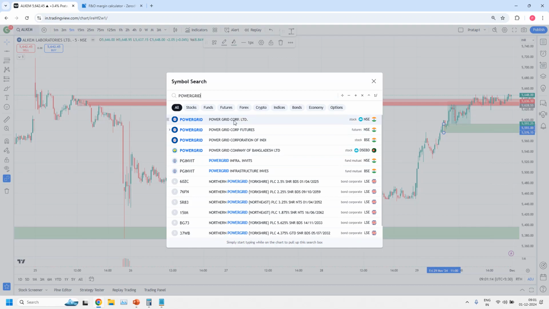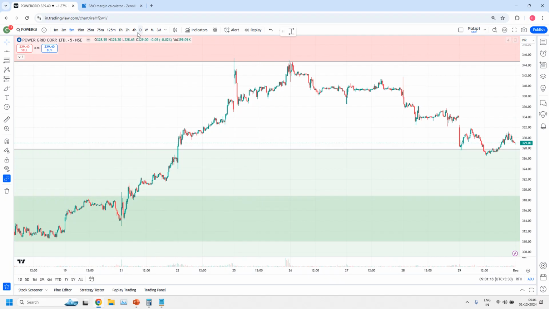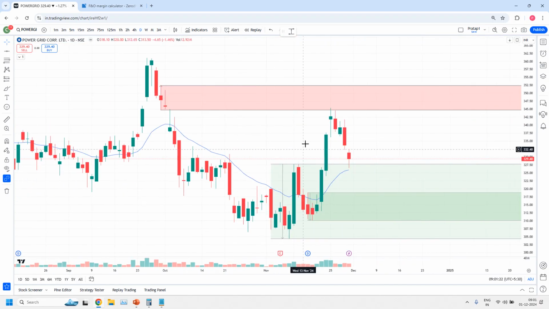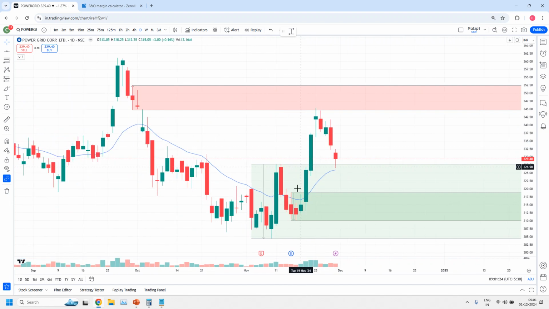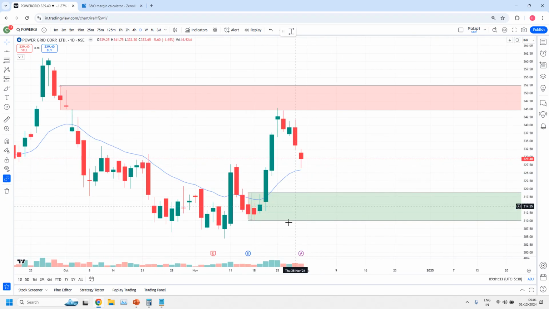So POWERGRID Corporation. We have to go to the daily time frame. According to the software, let me delete this. This is the zone. We have a drop, 3 base candles and a rally candle. This is what our software has identified.